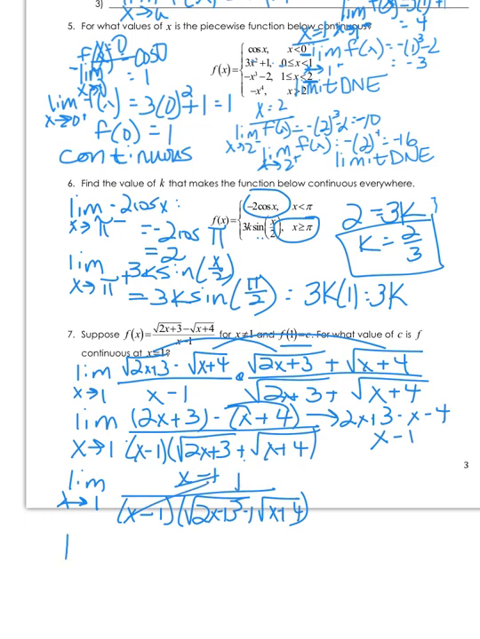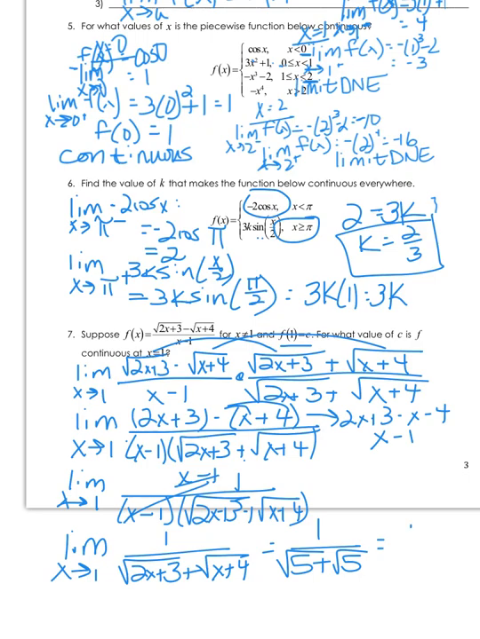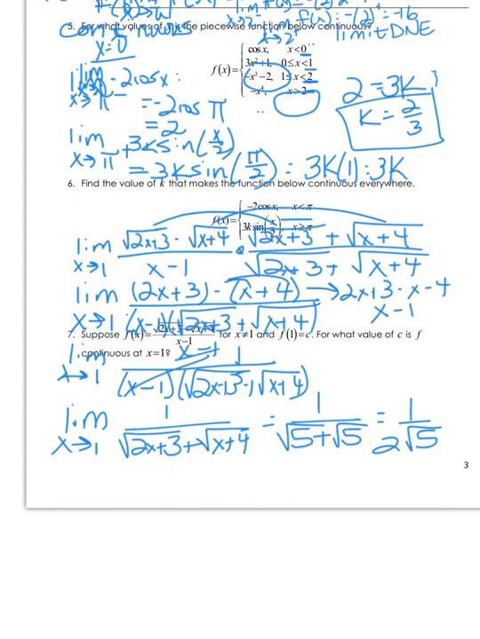So I now have the limit as x approaches 1 of 1 over the square root of 2x plus 3 plus the square root of x plus 4. Plug in 1, and you get 1 over the square root of 5 plus the square root of 5, which is 1 over 2 square roots of 5. Okay? Now, what they're asking me is, for what value of c is f continuous at x equals 1? So in other words, when you plug in 1, you should get a c value. And I just figured out what the c value is.